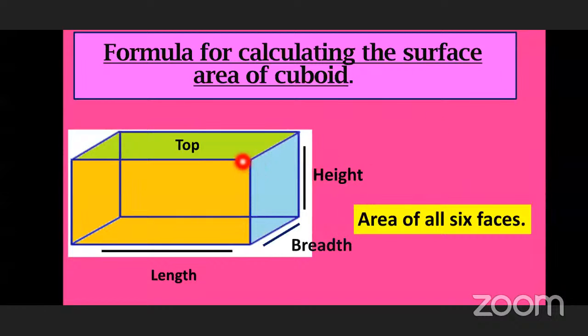So we have to take the area of the top face, then the area of the bottom, then the area of the front face, then the area of the back face, and the 2 sides which are remaining. So now we have seen the cuboid and all its faces. For finding out the surface area of the cuboid, we have to add all these 6 faces: the top, bottom, 2 sides and front and back face. Okay, now let us see the formula.